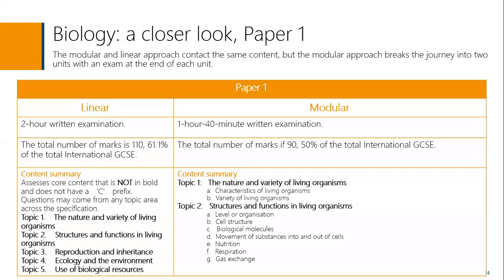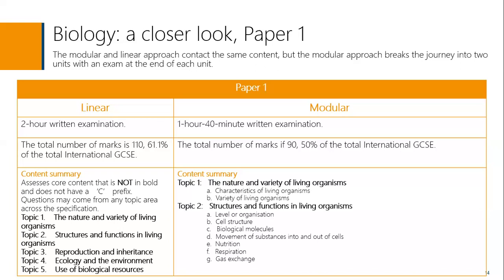Students taking the linear approach will have studied all the content before the exam, so our linear specification is structured in a way where all topics can be assessed in both exam papers. So if you're taking the linear route, all topics come up in both exam papers, although there are some parts of each topic that will only come up in paper 2. If you're taking the modular route, you will know what's going to come up in each paper, and paper 1 will test your students on topic 1 and topic 2, and then paper 2 will test the remaining topics.